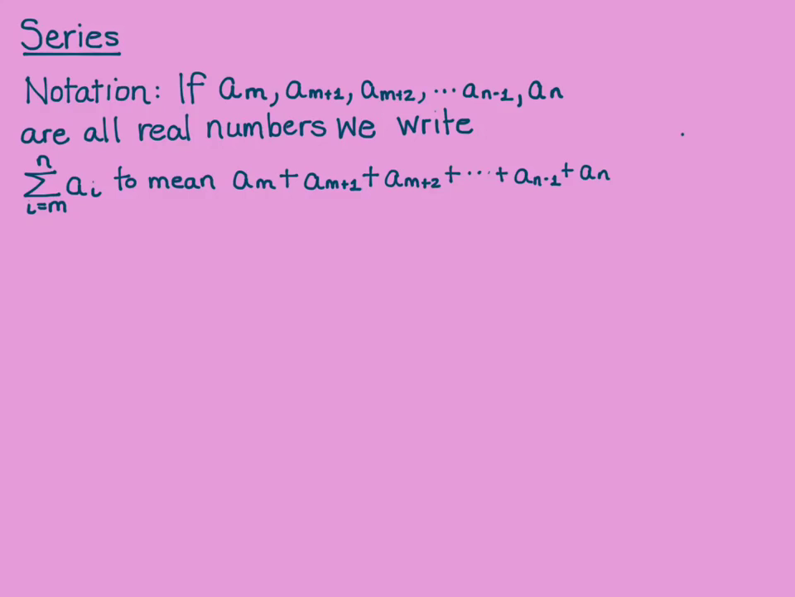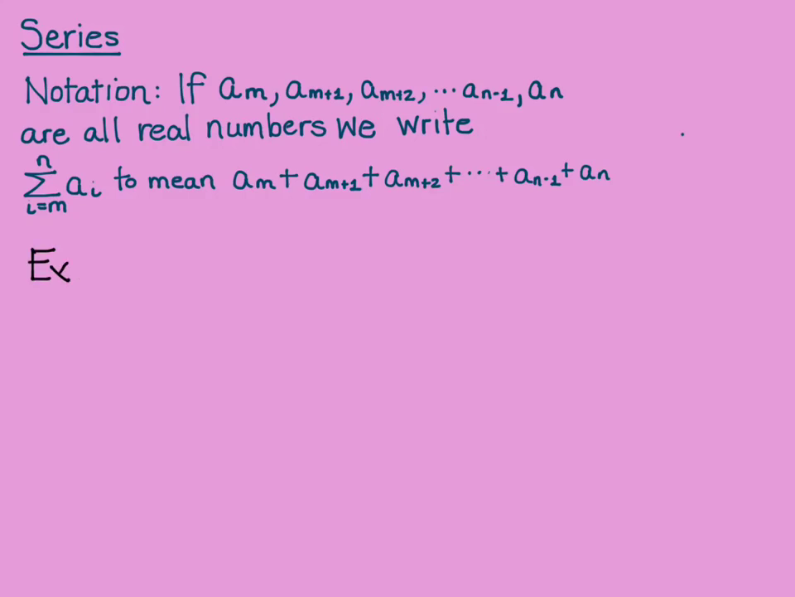So we have the capital Greek letter sigma. Below it we have i equals m. At the top we have n. And to the right we have a sub i. This notation will mean a sub m plus a sub m plus 1 plus a sub m plus 2 all the way out to plus a sub n. We read this notation as the sum as i goes from m to n of a sub i.